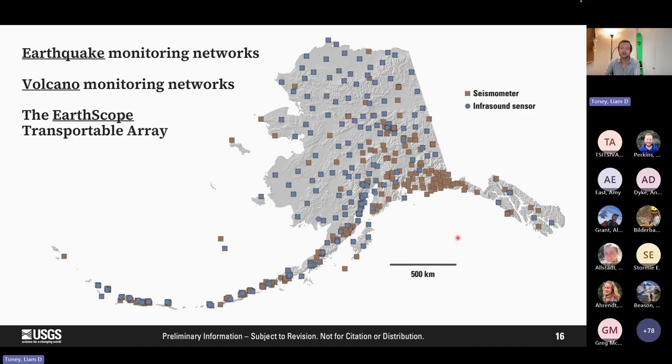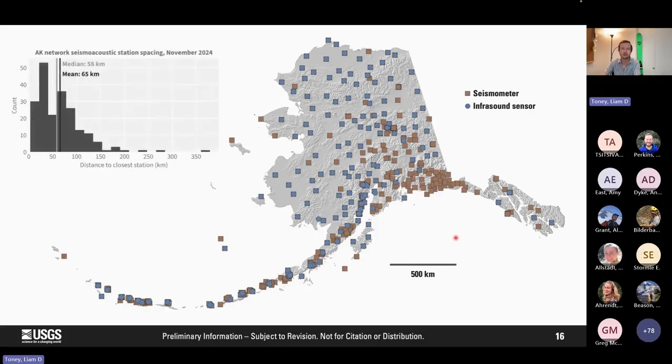So there is just a huge amount of potential for using seismic and acoustic data to monitor events across Alaska. And the median station spacing here is about 60 kilometers, which is quite good.